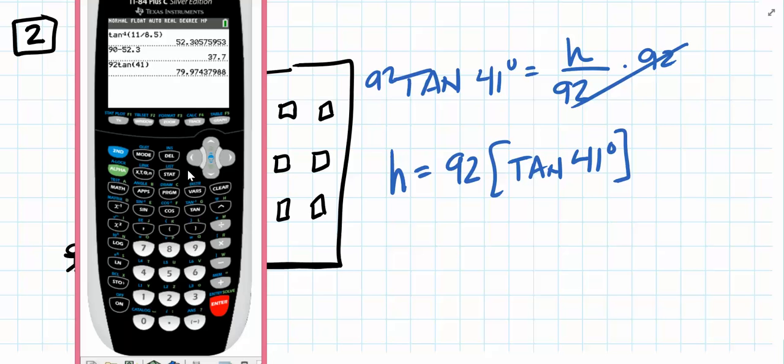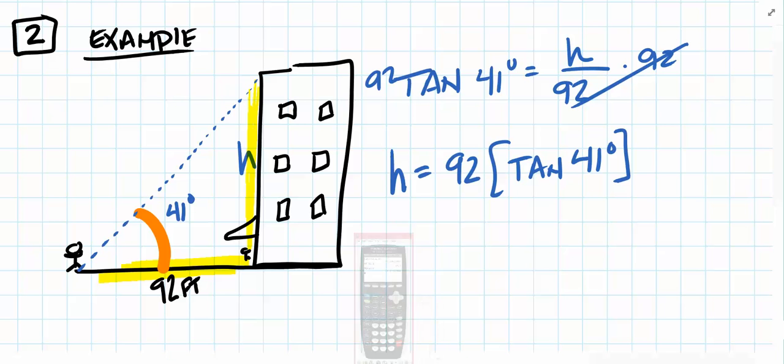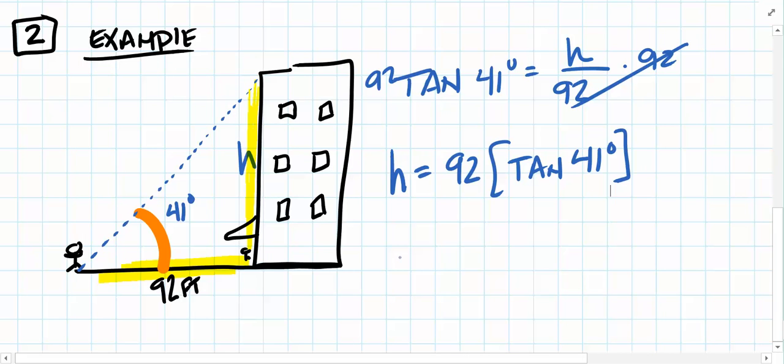Push enter. We're getting 80.0. Wait, it's not degrees, it's feet. Yeah, think about it. Round to 80.0. So h is approximately 80 feet.